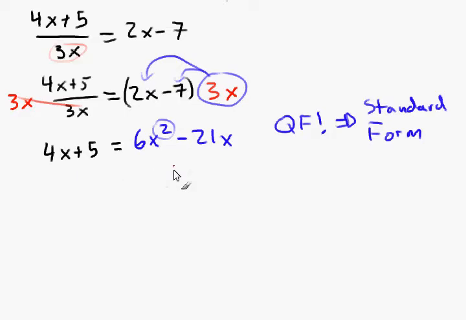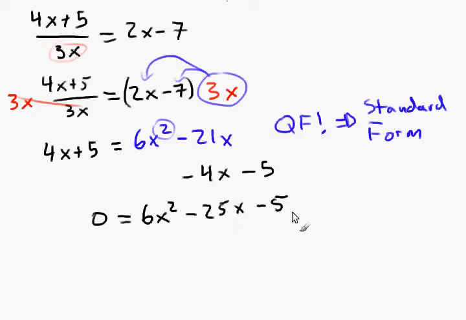So we'll subtract 4x from both sides, subtract 5 from both sides. We'll be left with 0 is equal to 6x squared minus 25x minus 5. So in terms of the quadratic formula, a is 6, b is a negative 25, and c is a negative 5. So going to be some large values, but that's okay.